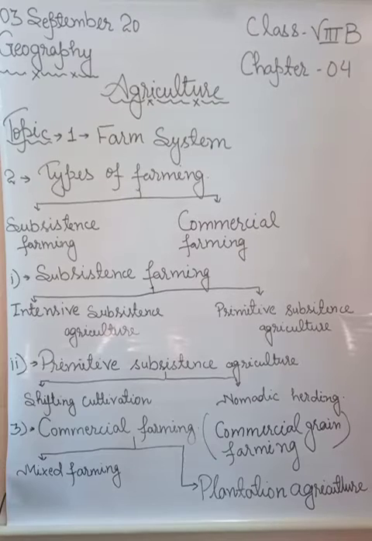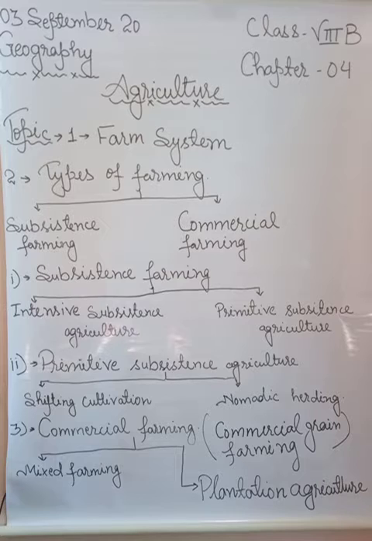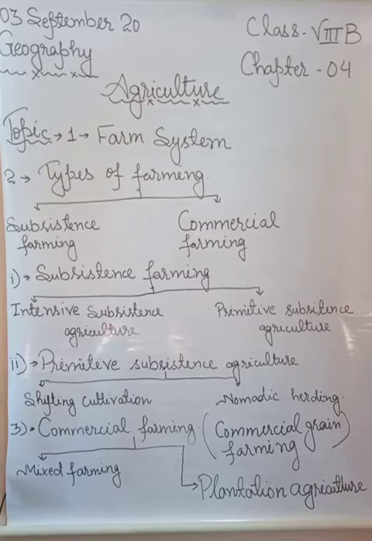Good morning, students. Today I am going to continue chapter number 4, Agriculture, from Geography. And today's topics are: number 1 is farm system, number 2 is types of farming, number 3 is commercial farming. Alright.